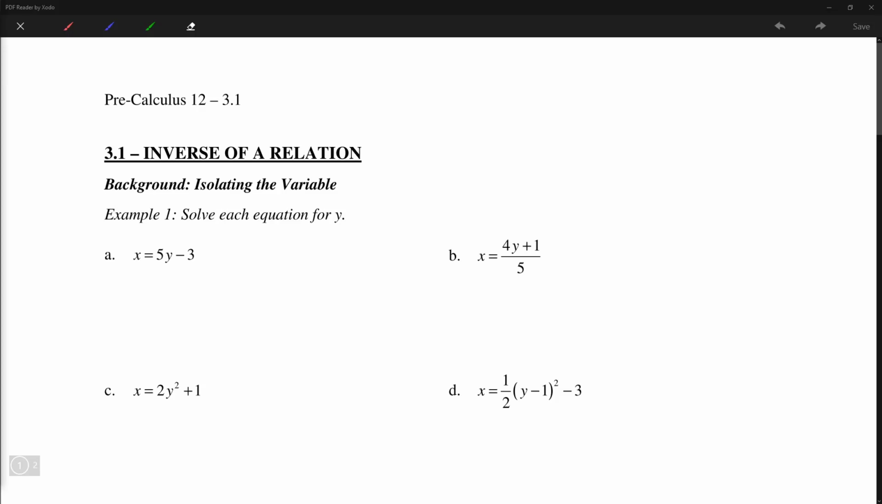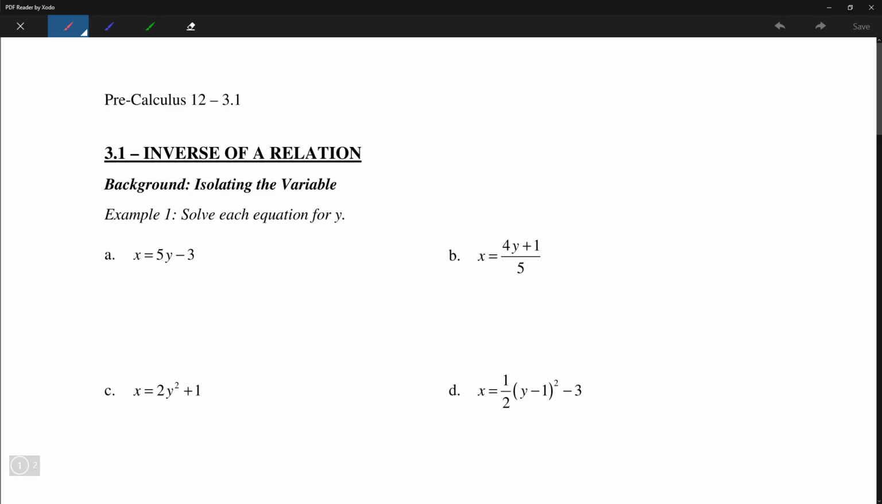Hello everyone. So today we got to go over section 3.1, inverse of a relation. So some background, we are going to look at how to isolate the variable in the following equations. So example 1a, we have x equals 5y minus 3, and we want to isolate the variable y.